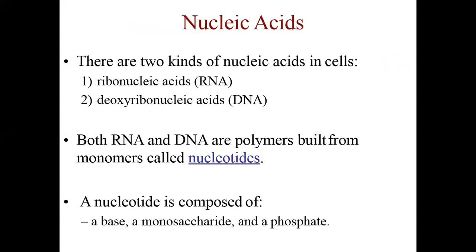So there are two types of nucleic acids. One is ribonucleic acid, or RNA, and the other is deoxyribonucleic acid, or DNA. Basically, DNA and RNA are polymers, built from monomers called nucleotides. A nucleotide is composed of a nitrogenous base, a monosaccharide, and a phosphate group. So basically, the nucleotide is composed of carbon, nitrogen, hydrogen, phosphorus, and oxygen. These 5 elements are involved in making the nucleotide molecules.